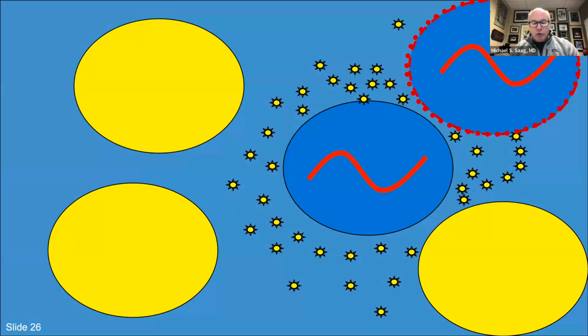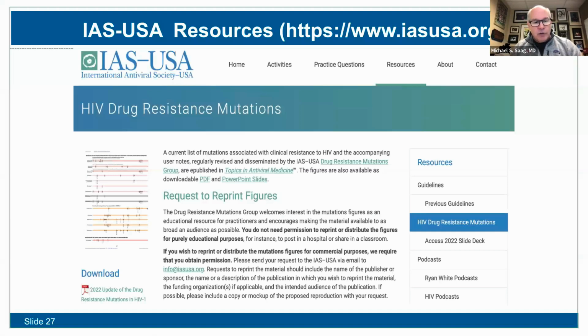The way you can work through that is going to these resources. Here's an IAS-USA resource that has been published a lot over the years. One of our colleagues, Vicki Johnson, who recently passed away very sadly, was one of the driving forces behind that. So I'd like to dedicate these comments to her, because she really helped pull this drug mutation document together back in the day.